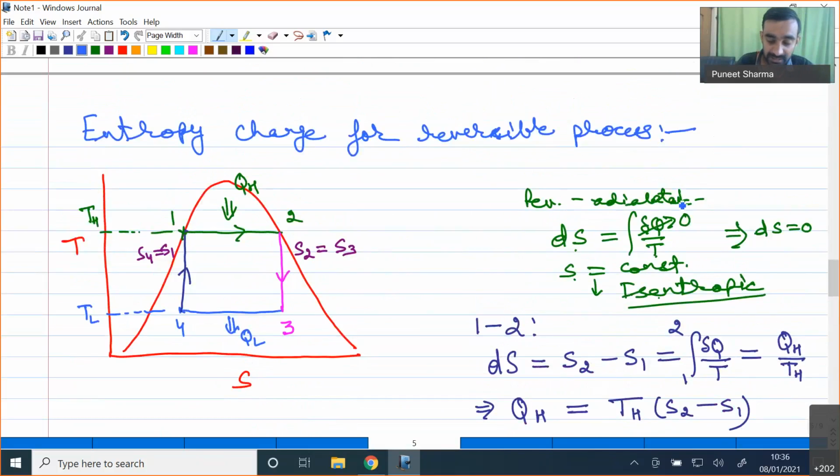Okay. So this is a very important point which you have to take care of: if our process is reversible, I can write ds equal to del q by T. And if the process is adiabatic, then my del Q will be equal to 0. So then only our ds will be 0 and s will be constant. So it means for a process, if it is reversible and adiabatic, then only I can write that S remains constant. Is this point clear? Yes, sir.